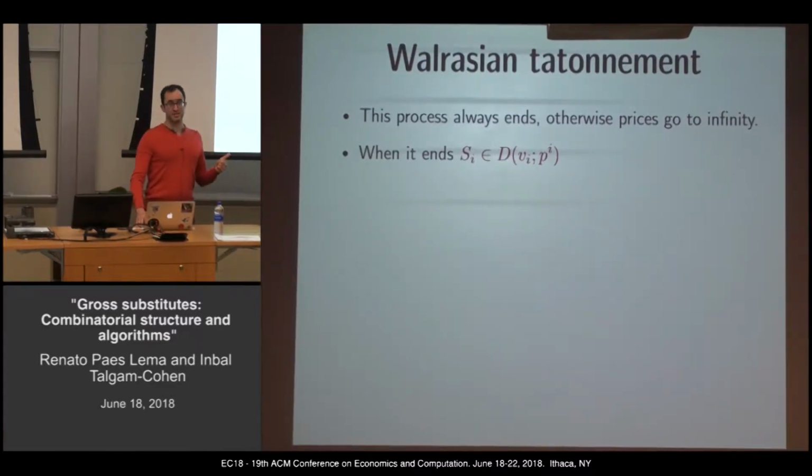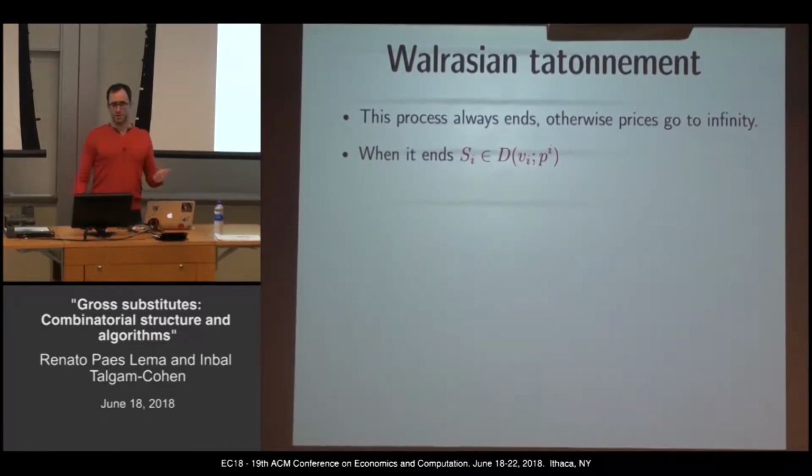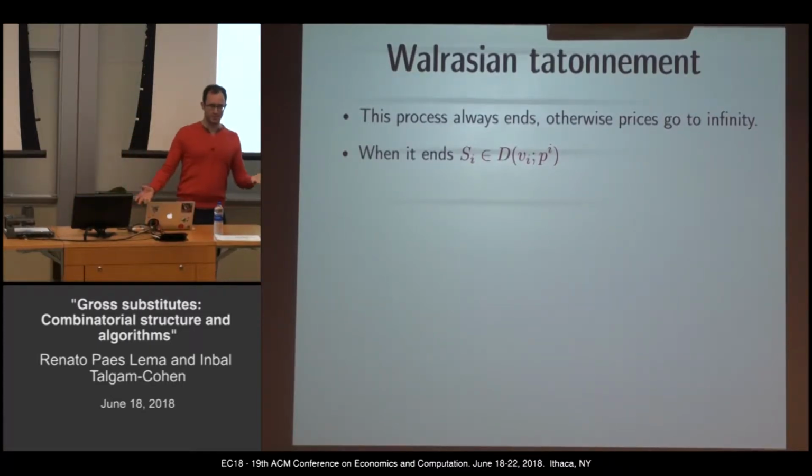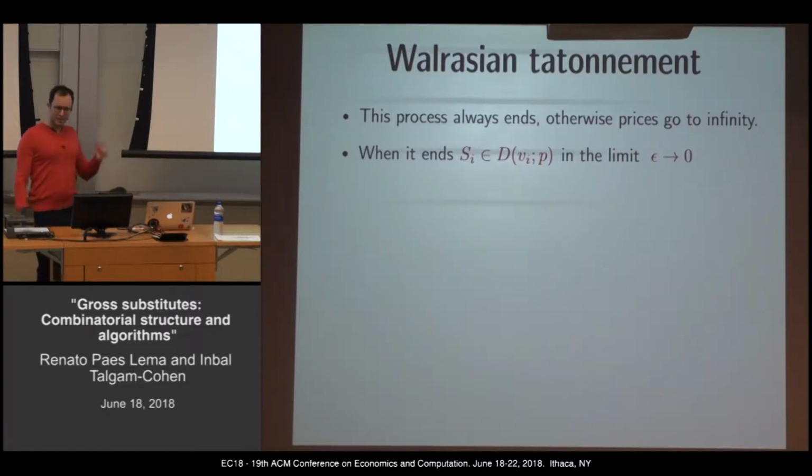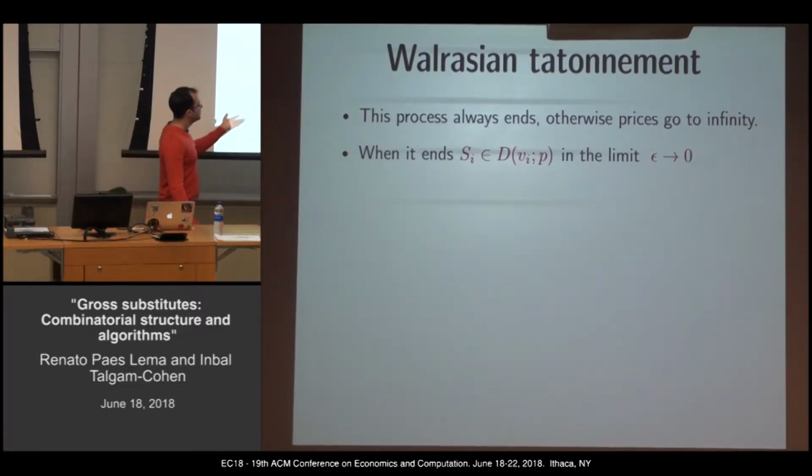First, the process always ends, because price cannot go on forever. If the price becomes super high, no one will want anything, they will be happy with getting nothing. So the process stops. When it stops, everyone is happy because everyone is getting some item in their demanded set under these slightly personalized prices. But you can even make them the global price. It's usually just a thought process. In practice, you just pick this epsilon tiny, tending to 0, so everyone will get a bundle at the actual global prices.